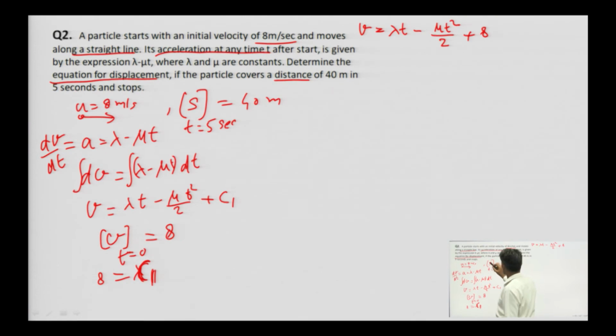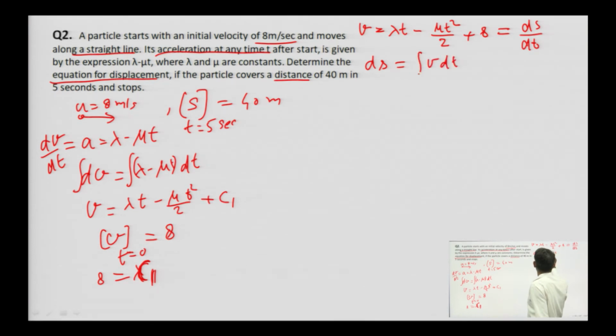Now, in the question we need to derive the equation for s. So, velocity is ds by dt. So, what is ds? ds is v into dt. Integrate it. So, s is equal to, v is this one, in terms of t: lambda t square by 2 minus mu t cube by 6 plus 8 t plus another constant C 2.